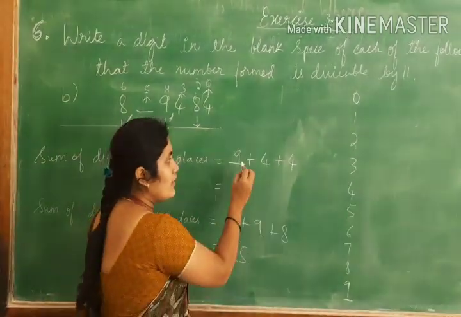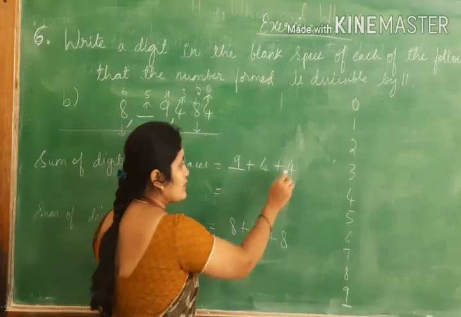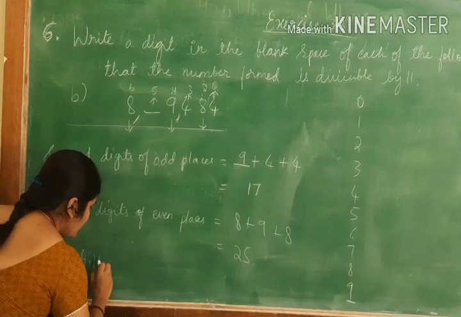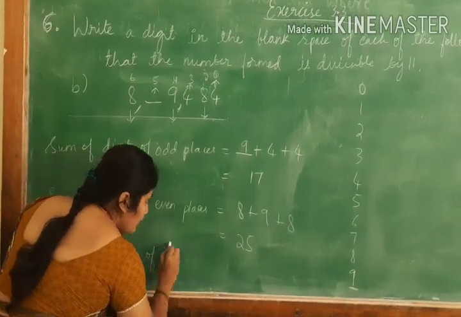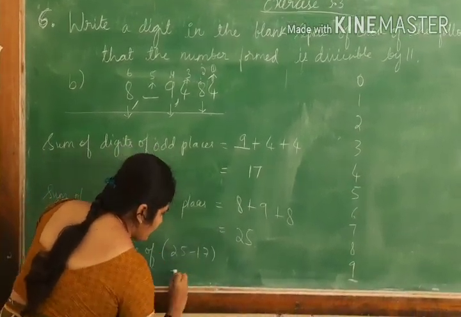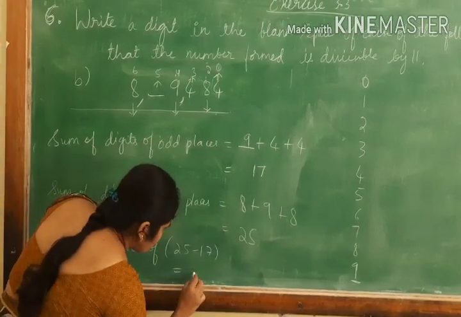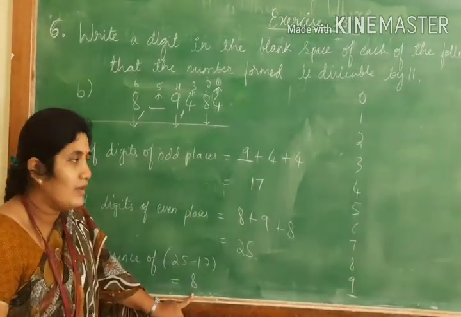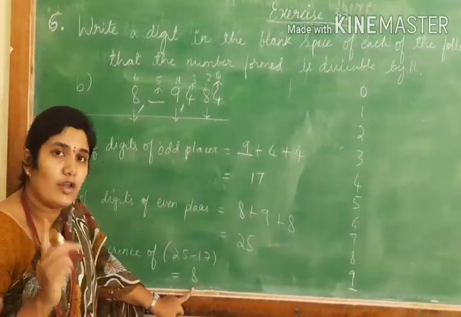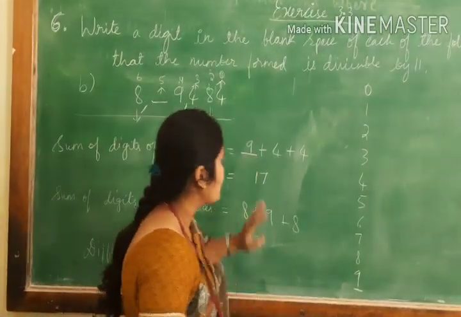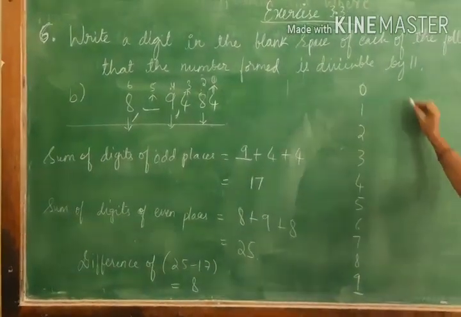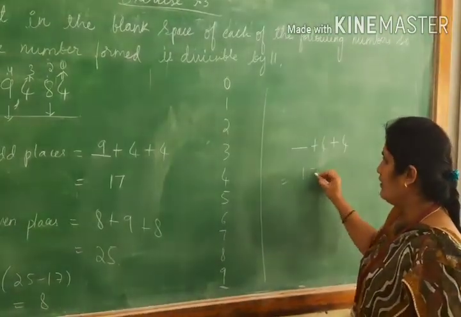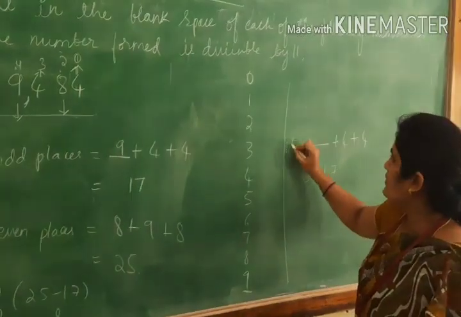First when you take 9, 9 plus 4 is 13, plus 4 is 17. And the difference of 25 minus 17 is 8. That means this is not divisible by 11. Why? Because the difference should be either 0 or 11. Now consider this number again, that is the sum of places. Dash plus 4 plus 4 gives you 17. This is odd places.